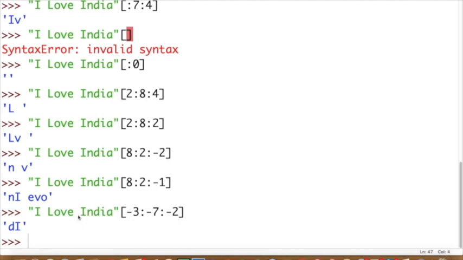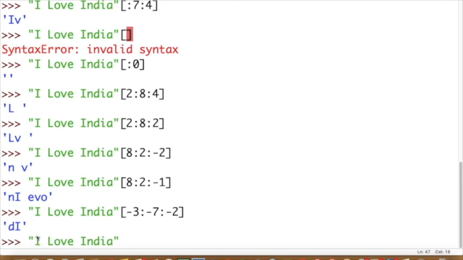Starting from the index minus 3 is D, so D will be extracted first as it is sliced out, and then again, taking two letters at a time from backwards, the next letter is I, so capital I is printed over here. Then we reach the end of our slicing, since we are reaching the index minus 6 from backwards, which is minus 7 plus 1. So we stop here, and hence the final sliced string is DI, right?